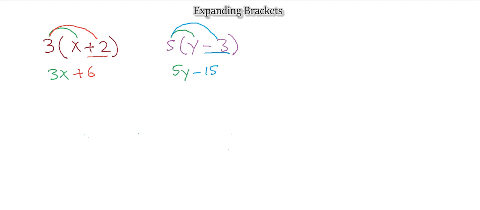Let's step it up a little bit. Let's say we have 4 bracket x squared plus x. So in this one I'll multiply 4 by x squared, so that's 4x squared, and then 4 with plus x, so that's plus 4 times x is 4x. So the answer would be 4x squared plus 4x.